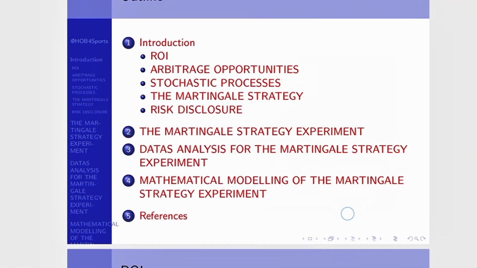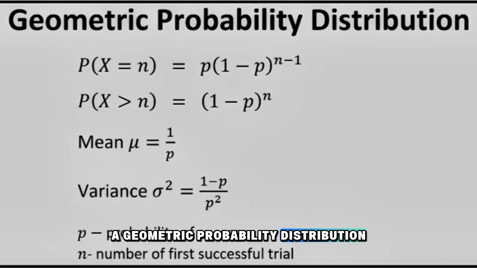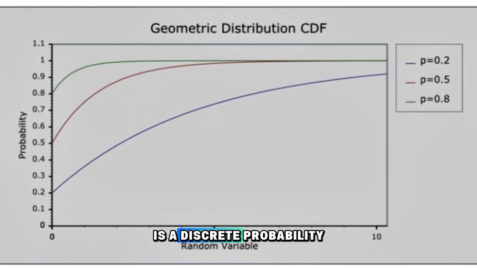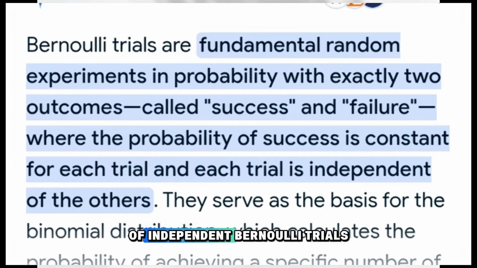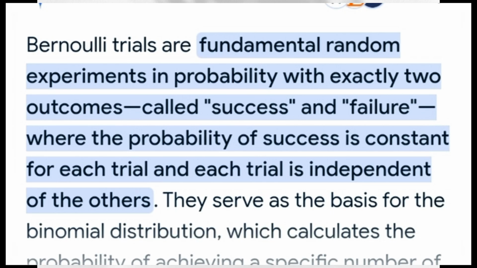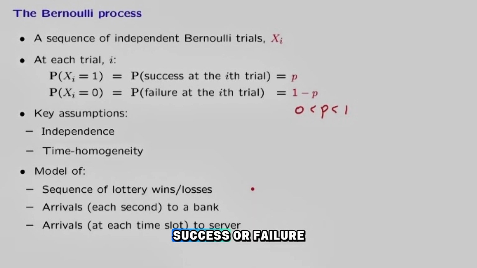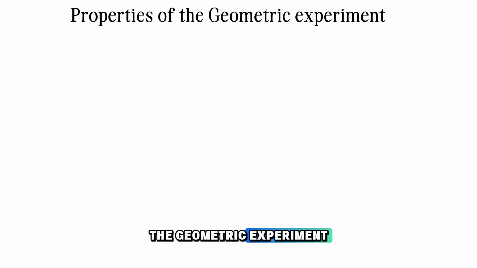Let's break it down. A geometric probability distribution is a discrete probability distribution that models the number of independent Bernoulli trials, with two possible outcomes, success or failure, needed until the first success occurs. The geometric experiment possesses the following properties.